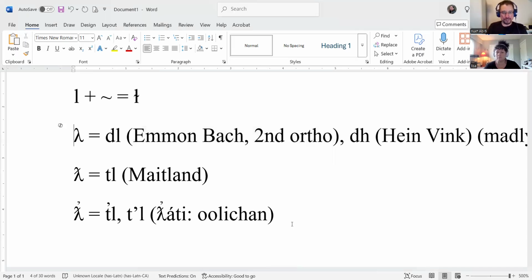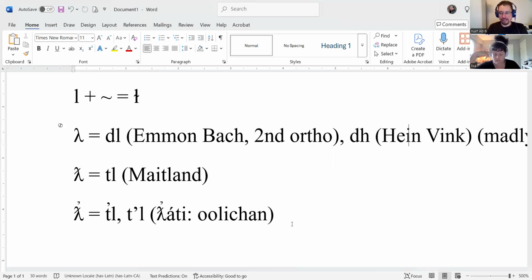The difference is how I represent these sounds, the lambda sound, which I switched over. So it used to be DL with Bach. I switched it over to this lambda symbol. And the lambda symbol was used before. It was actually used by Lincoln and Rath.